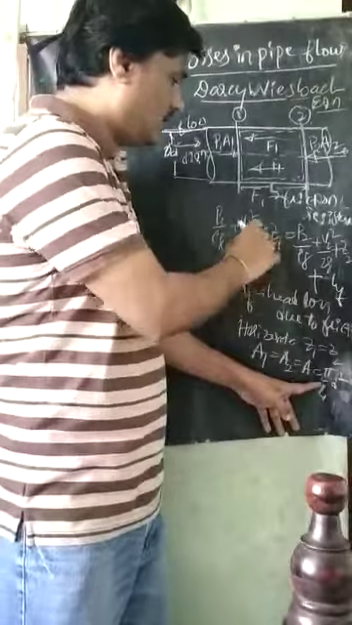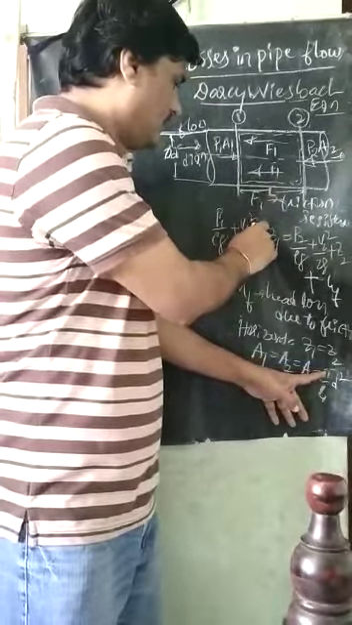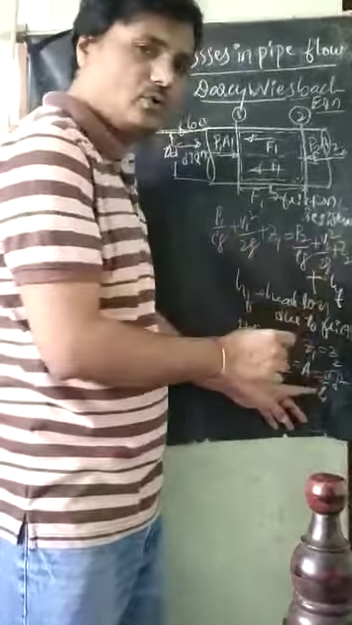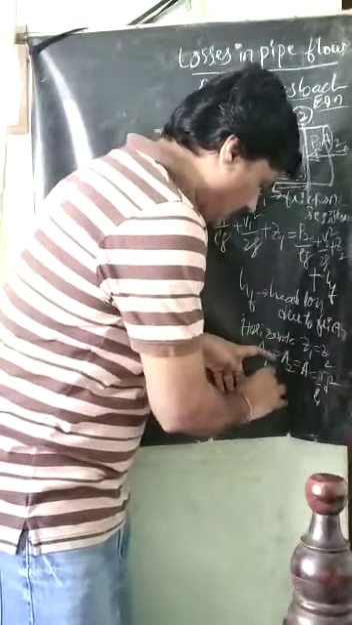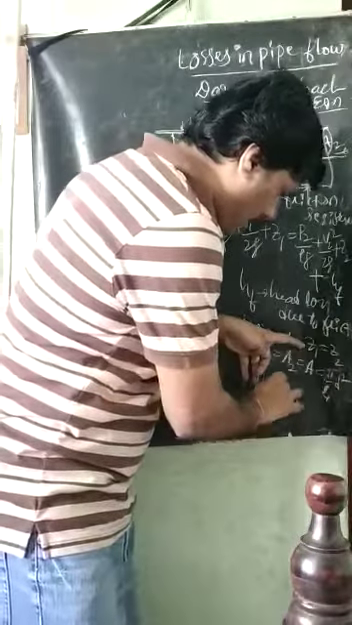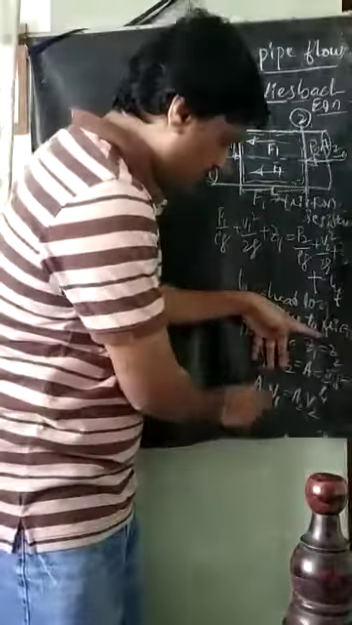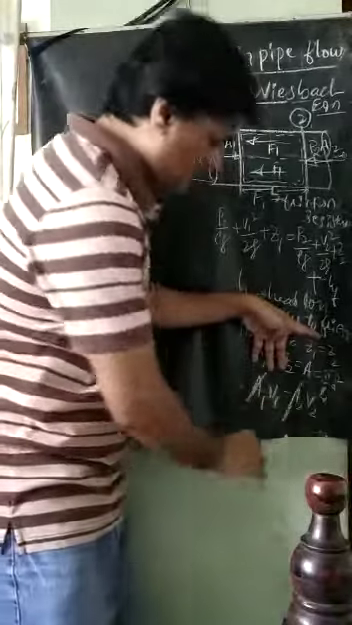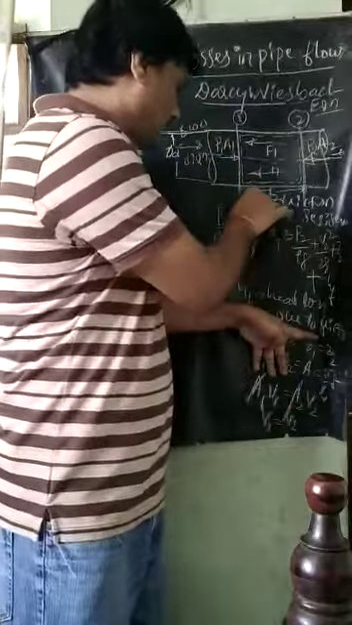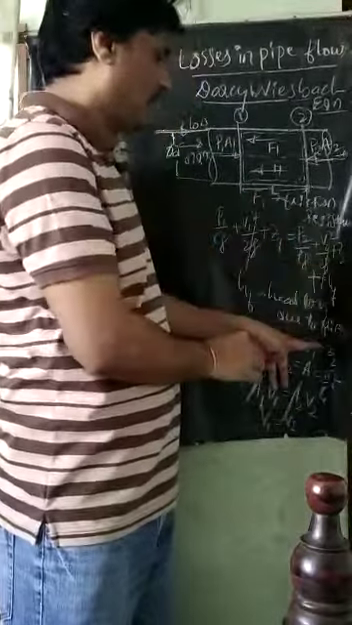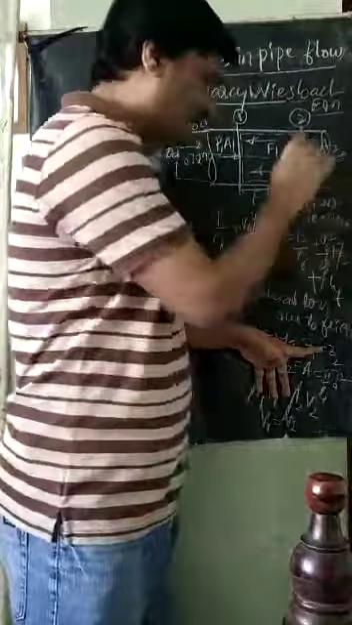How will the equation be simplified? See here. V1 square divided by 2g and V2 square divided by 2g will be the same. How? By the continuity equation, we know that A1 V1 is equal to A2 V2. Because A1 and A2 are the same, V1 is equal to V2. Therefore these two will get cancelled. And as the pipe is horizontal, Z1 and Z2 will get cancelled.